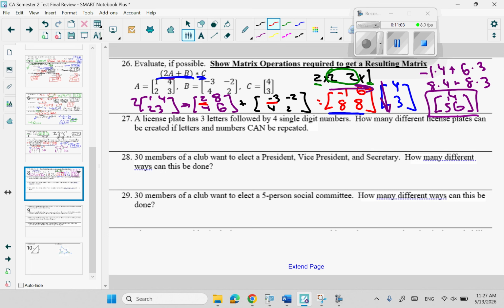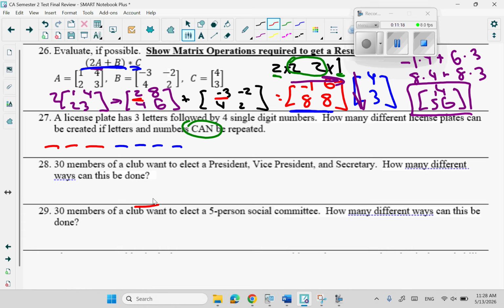A license plate has 3 letters followed by 4 single-digit numbers. How many different license plates can you make if they can be repeated? Well, in the first spot, I could have 26 letters. If I can repeat, the second spot I could also have 26 letters. And the third spot, I could have 26 letters. In the first spot for numbers, there's 10 single-digit numbers because you have 1 through 9 and 0. And if I can repeat them, I can get 10 for the other spots.